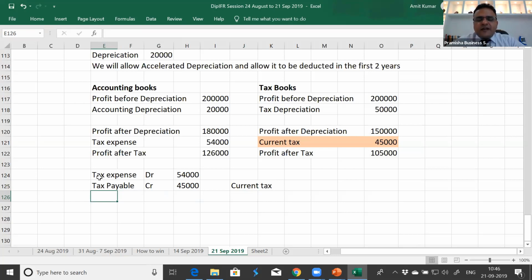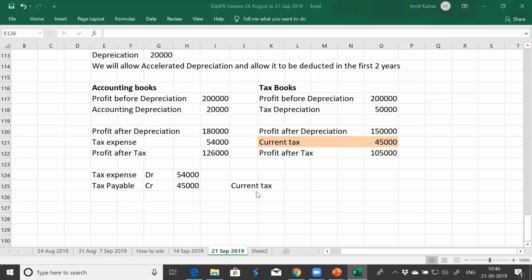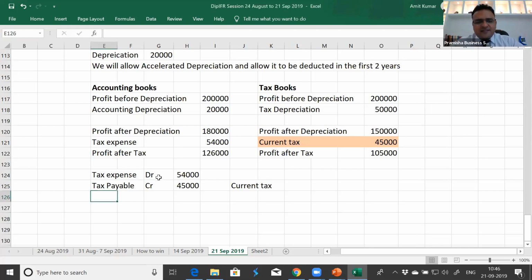We were supposed to pay tax of 54,000, but tax authorities demanded only 45,000 this year. What shall we do? Shall we be prepared for the difference? Shall we be prepared for tax liability? Deferred tax liability. Now you're getting it. DTL, credit, 9,000. Shown as deferred tax in the balance sheet, SOFP.